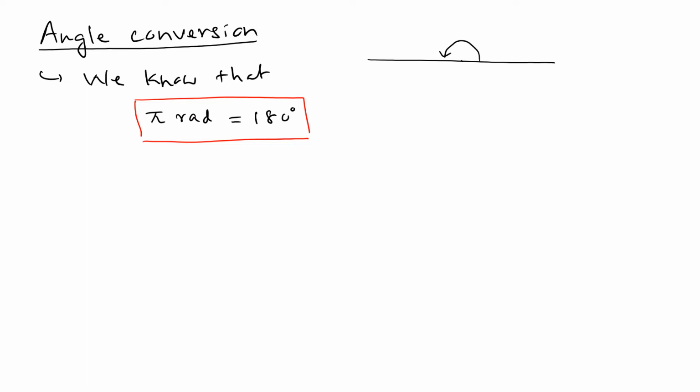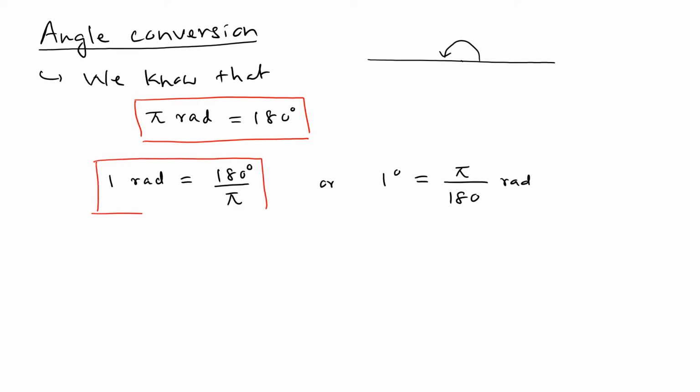To find 1 radian we can divide both sides by pi. So 1 radian is equal to 180 over pi degrees. We don't normally write radian, but here it is just for emphasis. And to find 1 degree we can divide both sides by 180. So 1 degree is equal to pi over 180 radians. So we have these two conversion relations. Let's see how we can use this in a problem.